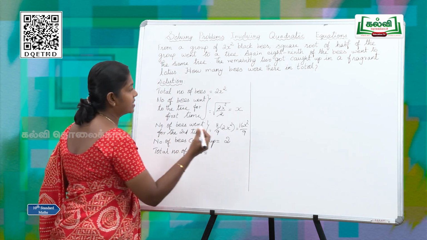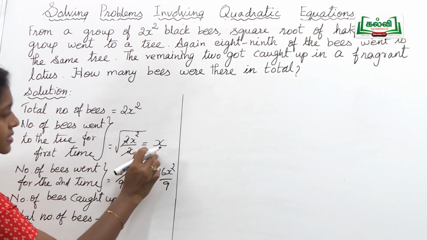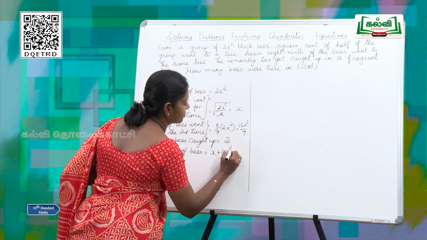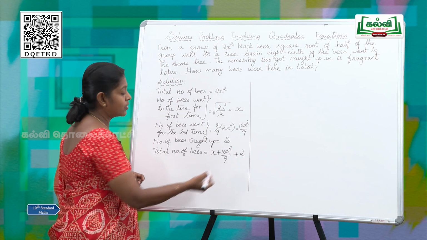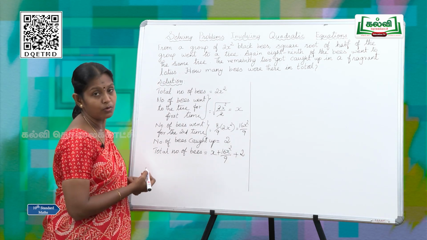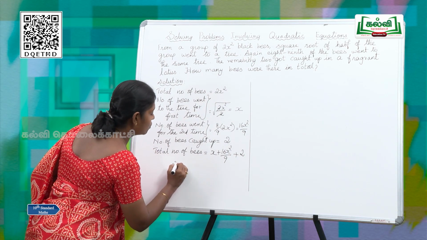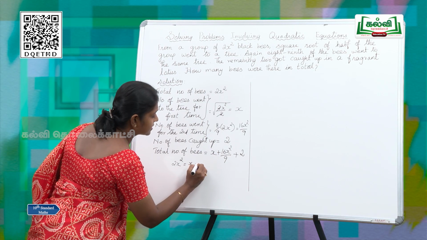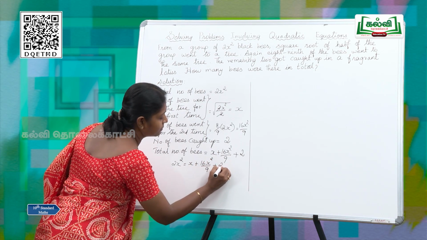So, total number of bees is nothing but this x first time, next time, and the remaining 2. When you add up all those, you will get the total number of bees. So, what is the total number of bees? 2x squared, which is equal to x plus 16x squared by 9 plus 2.